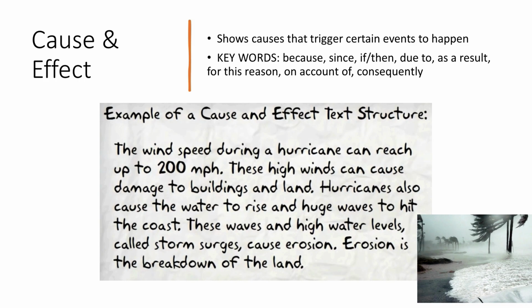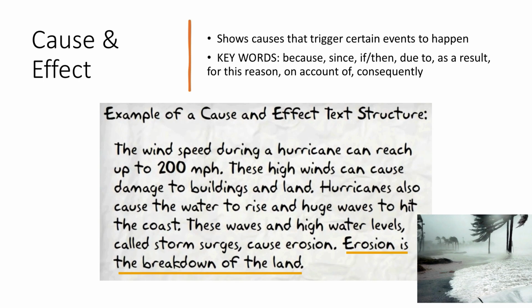The wind speed during a hurricane can reach up to 200 miles per hour. These high winds can cause damage to buildings and land. Hurricanes also cause the water to rise and huge waves to hit the coast. These waves and high water levels, called storm surges, cause erosion. Erosion is the breakdown of the land.